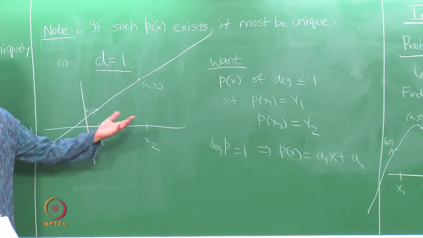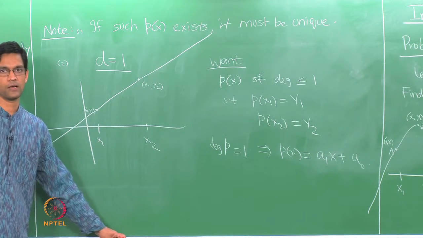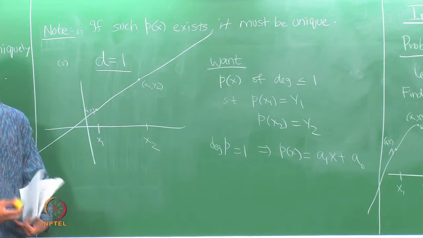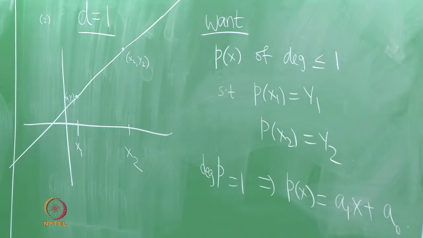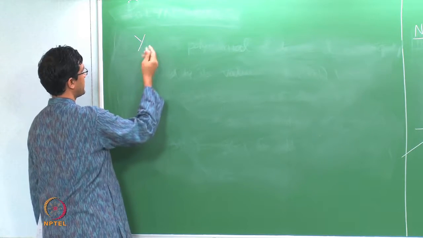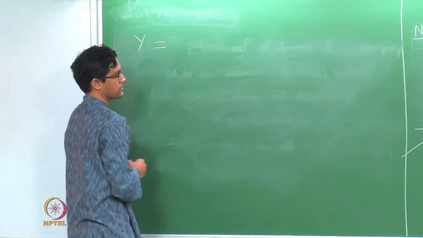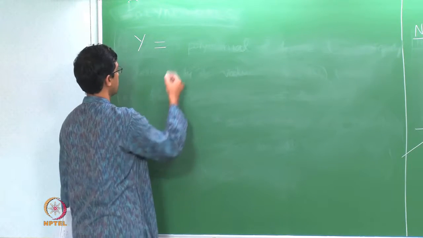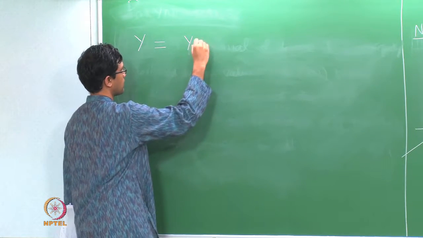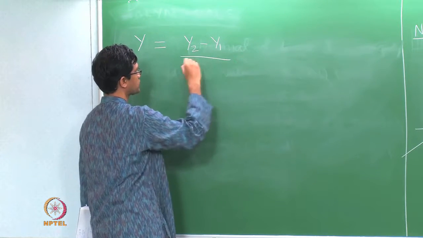Okay, so that's the interpolation question at d equal to 1, and of course that's a well known solution. We know how to do this just using our usual notions from coordinate geometry. So let's just recall the solution to this problem. What's the equation of that line? Well, here's one way of writing the equation of the line. You say y equals, so I'm going to use what's called the slope form of the equation of the line. So I know the slope is y2 minus y1 by x2 minus x1.